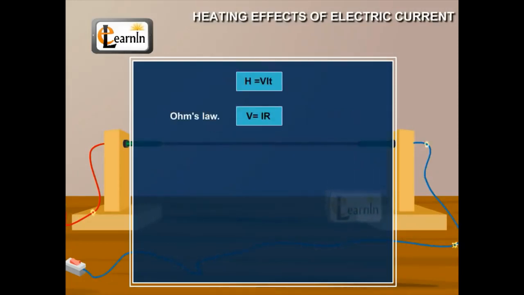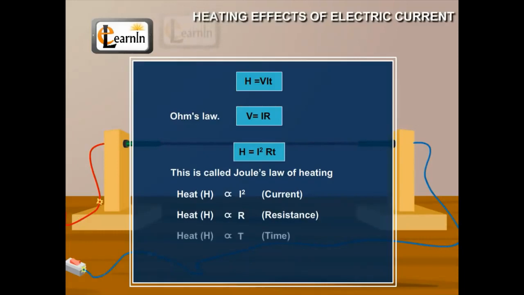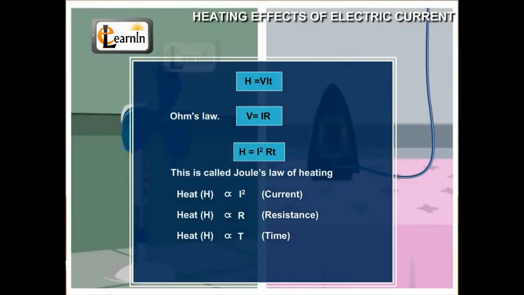Applying Ohm's law, that is, V equals IR, to this equation, we get H equals I squared Rt. This is known as Joule's Law of Heating. The law implies that the heat produced in a resistor is directly proportional to the square of the current for a given resistance, directly proportional to the resistance for a given current, and directly proportional to the time for which the current flows through the resistor. In practical situations, when an electric appliance is connected to a known voltage source, the equation representing Joule's law of heating is used after calculating the current through it by using the equation I equals V by R.